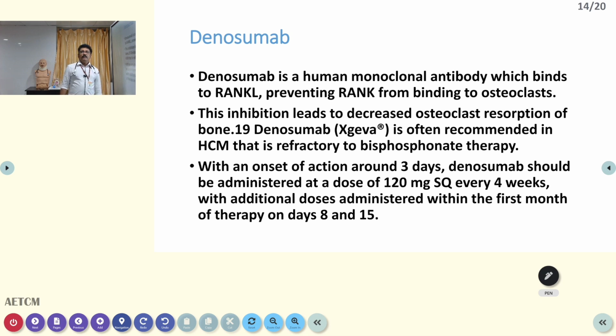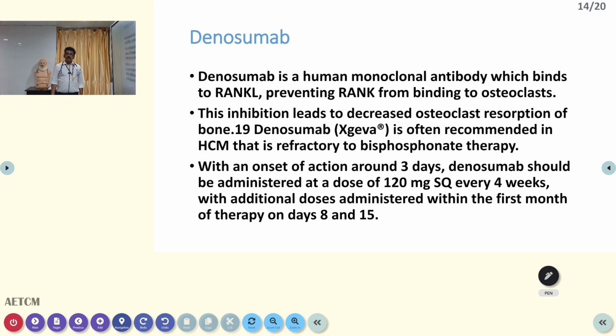So we have to be very careful when we are giving this drug. In renal failure, these drugs are not safe. So we have to be very careful, especially with patients who have renal failure induced by hypercalcemia. You can give fluid and reduce the serum creatinine, and then you can start.